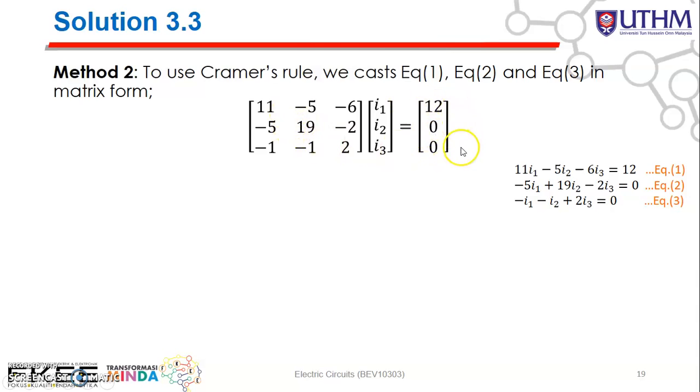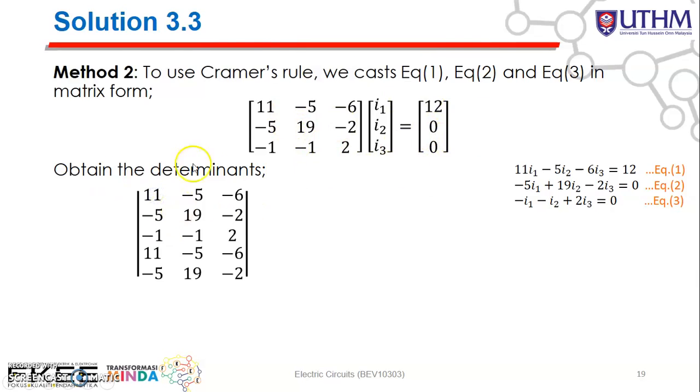Okay, so when you cast it in terms of the matrix, then you need to find the value of the determinant. So how do we obtain the determinant for a 3 by 3 matrix? What you need to do is copy all these values first: 11, negative 5, negative 6, negative 5, 19, negative 2, negative 1, negative 1 and 2. Okay, and then you repeat to continue it over again. So here 11, negative 5, negative 6, negative 5, 19, negative 2. Alright, and then you just stop. Once you get this, then only you can find the determinant.